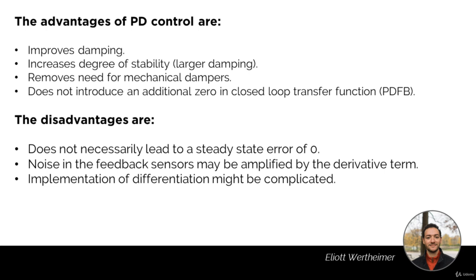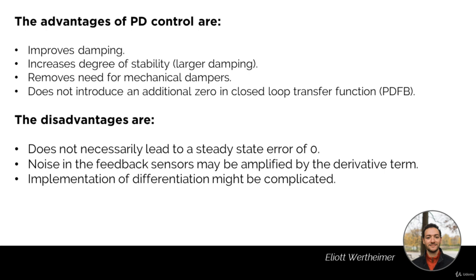And in the case of proportional plus derivative feedback control, it does not introduce an additional 0 in the closed loop transfer function. As we saw in the previous lecture, proportional plus derivative control on its own can sometimes, not always, but sometimes introduce an additional 0 in the closed loop transfer function. Obviously, it has its disadvantages. First of all, it does not necessarily lead to a steady state error of 0. As we saw previously, for this we actually need to add integral control to our controller.